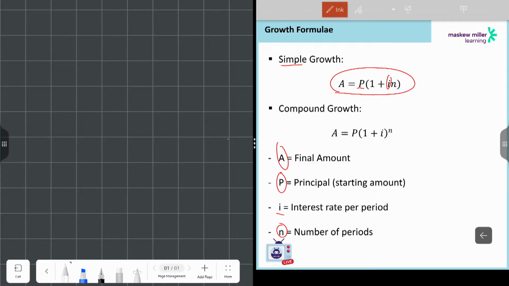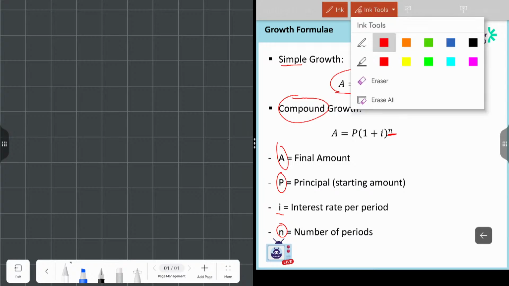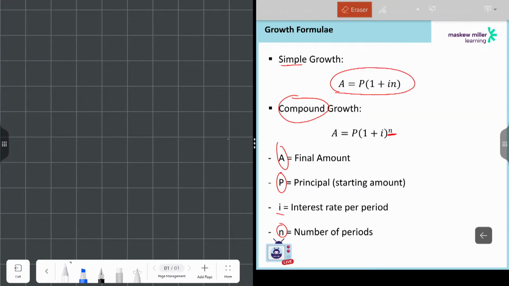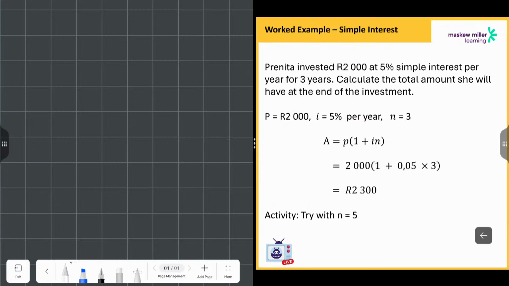So you can see that for simple interest as well as compound interest, the letters that we use for the formulas are the same, but the only difference is where the value of N is located. So with the simple interest, the N is located inside the bracket, while with the compound interest, the N is located as the exponent. So please remember that that is what makes them different, and you will see when we are working out how they are different.